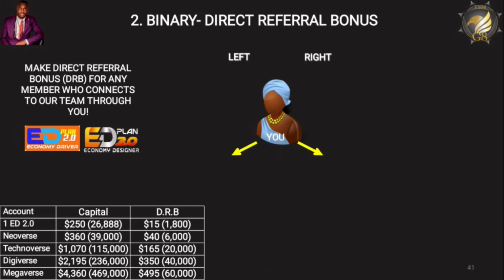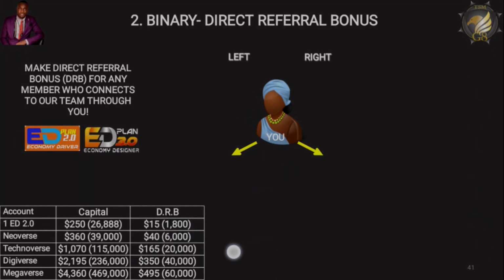And we have seen those members can join with either the ED 2.0 package or the ED 3.0 packages. And we have seen the prices down there. So if someone joins you with an ED 2.0 package, this will be a direct referral bonus. If somebody joins you with the Neoverse, you get 40 US dollars as DRB. Technoverse has 165 US dollars. Digiverse has 350 US dollars. And Megaverse has 495 US dollars as DRB.